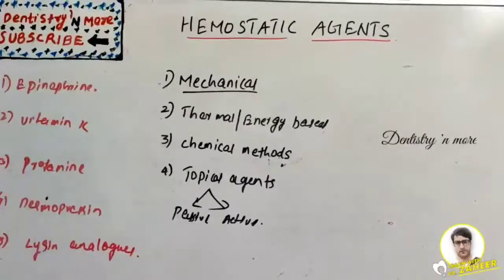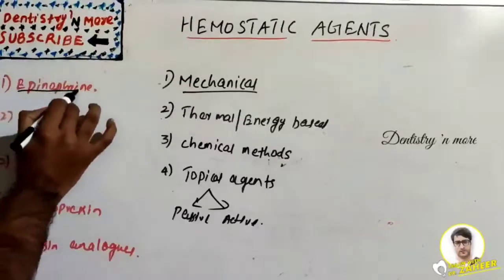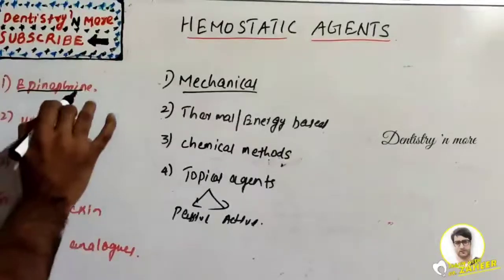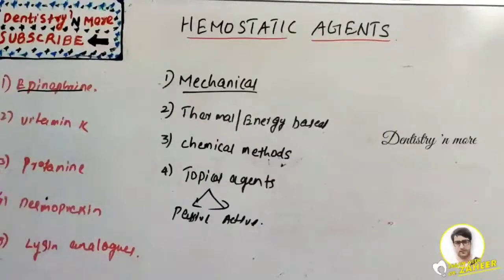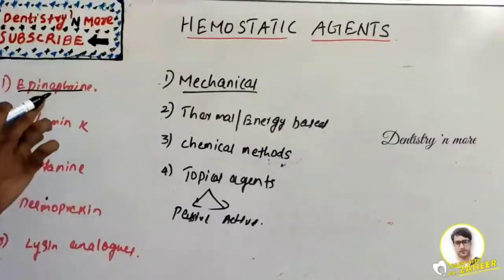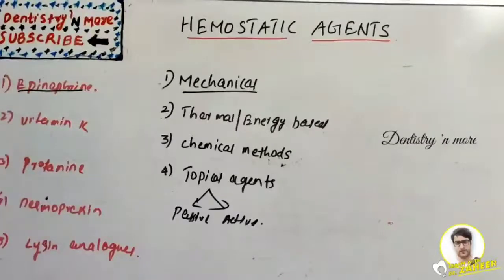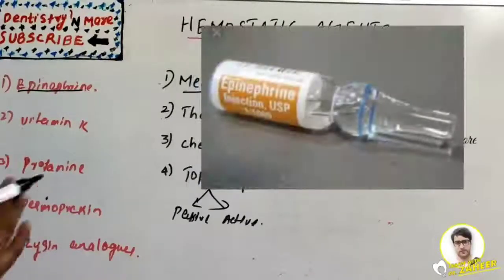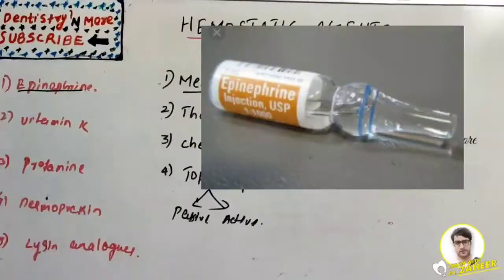So epinephrine is the most commonly used, which causes direct vasoconstriction and increases the heart rate. The problem with it is that it is not good for heart patients or patients with heart problems, because it increases the systolic and diastolic pressure. It can be applied topically or injected with local anesthesia. Most of the local anesthetic agents have epinephrine in 1:80,000.